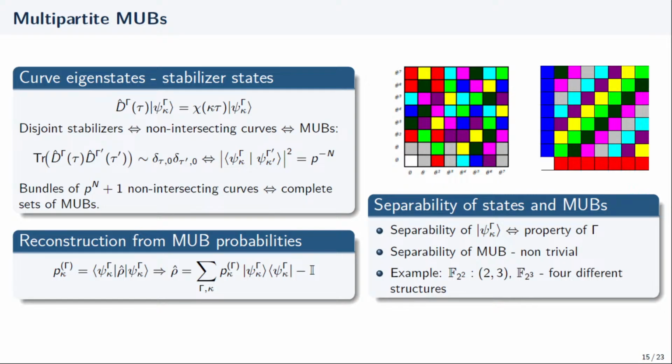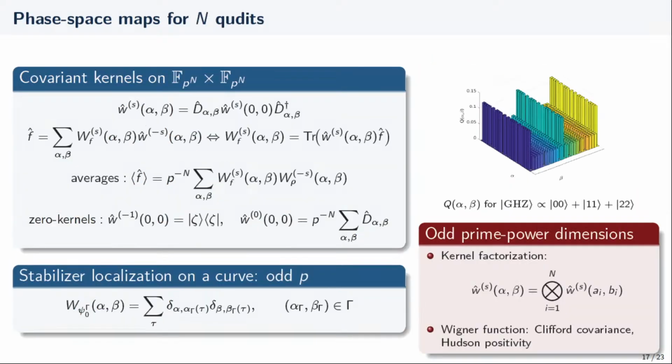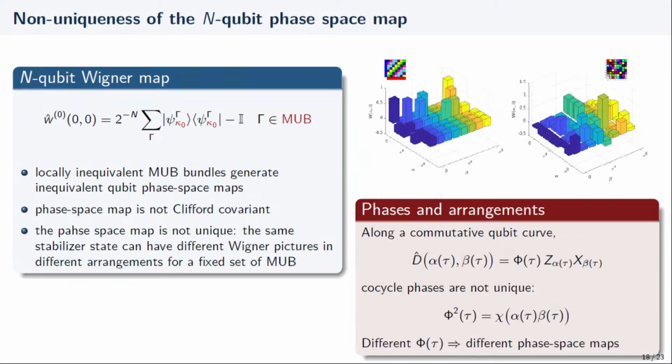For qutrits, although we do the same, because of the property of factorization, the plot looks just the same. It does not matter which arrangement we use. But for qubits, it is not the case. We can take the same state and plot it in different arrangements, and we have different pictures. This is the same state plotted in different arrangements. By the way, what is plotted here is a stabilizer state. It does not have the form of a delta function.